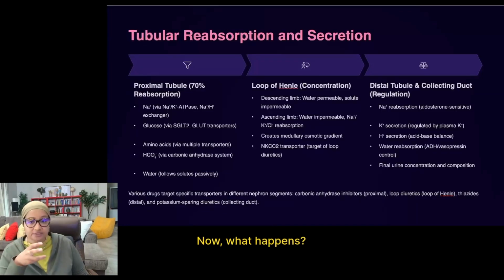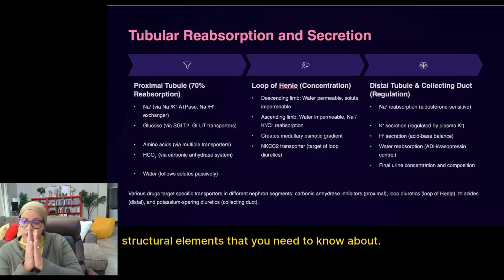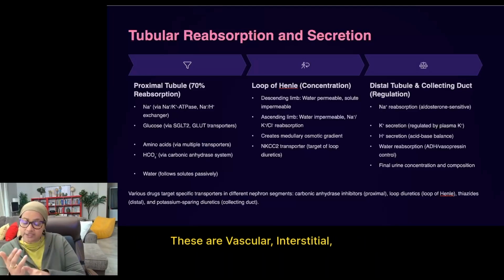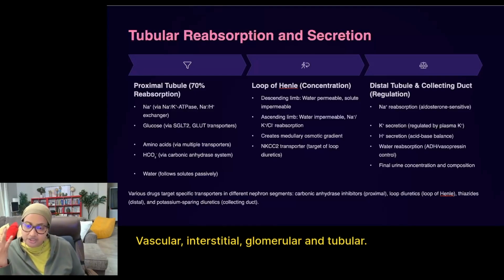Now, what happens? You need to remember, if you would like to know the kidney and understand it, there are 4 structural elements that you need to know about. These are vascular, interstitial, tubular, and glomerular. Any of the diseases involving the kidneys involve one of these four elements: vascular, interstitial, glomerular, and tubular.